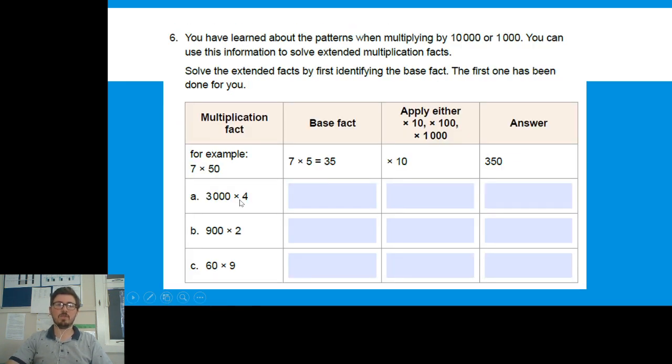So here, 3,000 times 4. What's the base fact? What's the fact without the zeros? What do we need to apply? And then what is the answer? Pause the video and give number 6 a go.